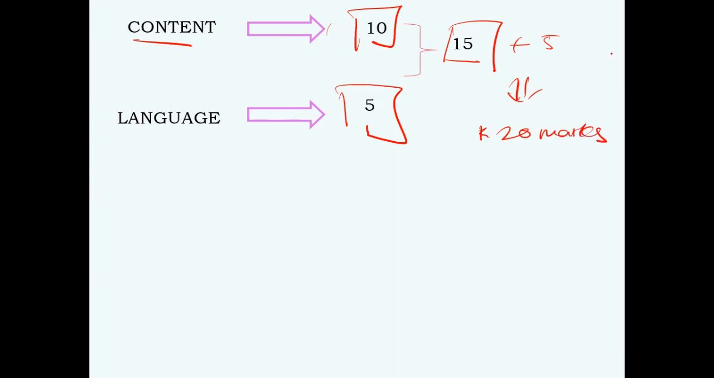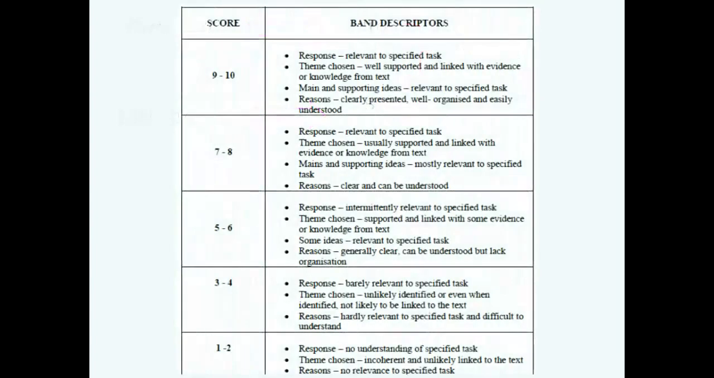Now, for your content, these are basically the band descriptors. When you are given a task based on the novel, you need to give your point as well as supporting points. The supporting points have to come from the novel.